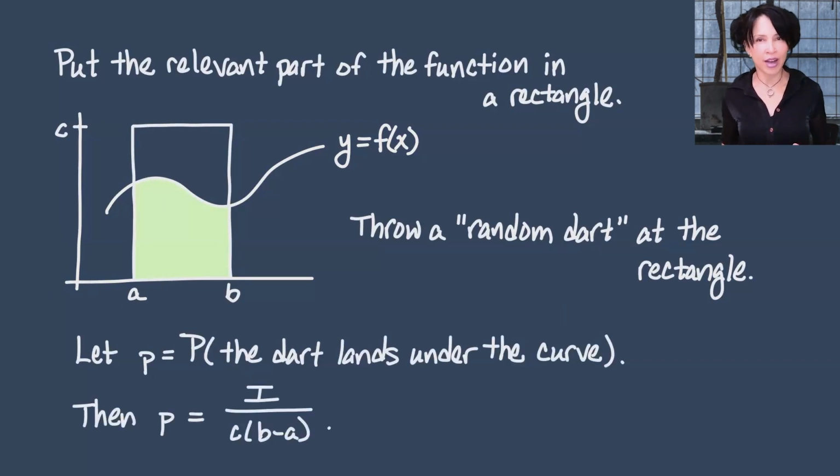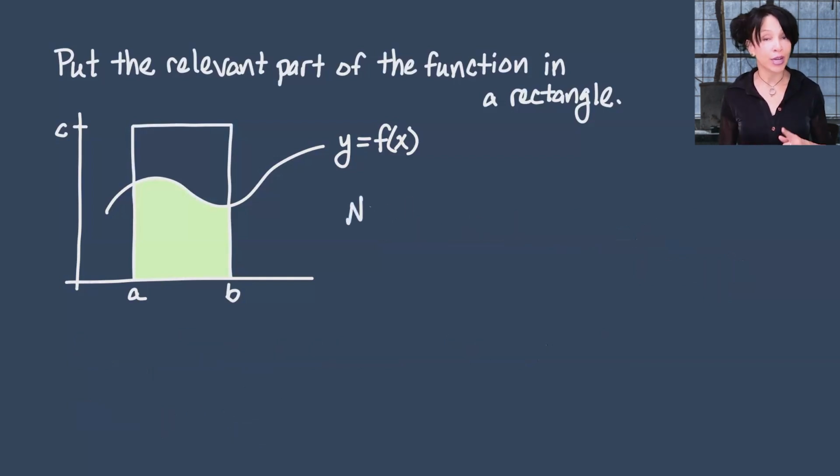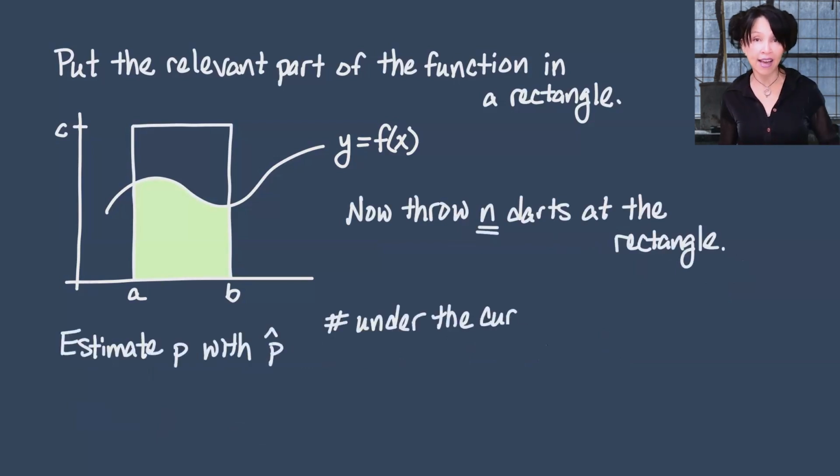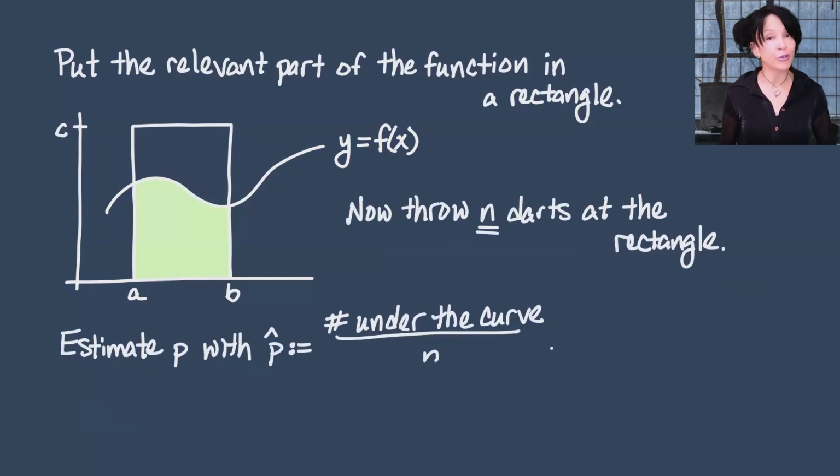So I'm assuming we don't know I, and therefore we probably don't know p, but we do know the area of the rectangle because we chose that rectangle ourselves. And I want to use this relationship to try to approximate I. We're going to do this by throwing not one, but n different darts at the rectangle. If we repeatedly do this, there's your repeated experimentation, and we count how many darts land below the curve, or in the yellow part of this rectangle, then we can estimate p with an estimator that I'm going to call p hat, which I'm going to define to be the total number that land under the curve divided by n, the total number of darts thrown.